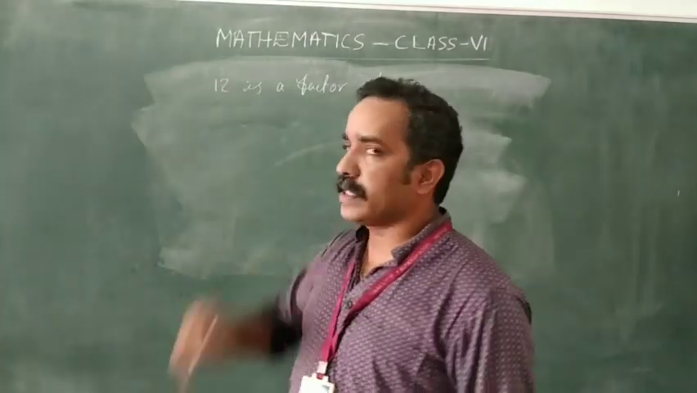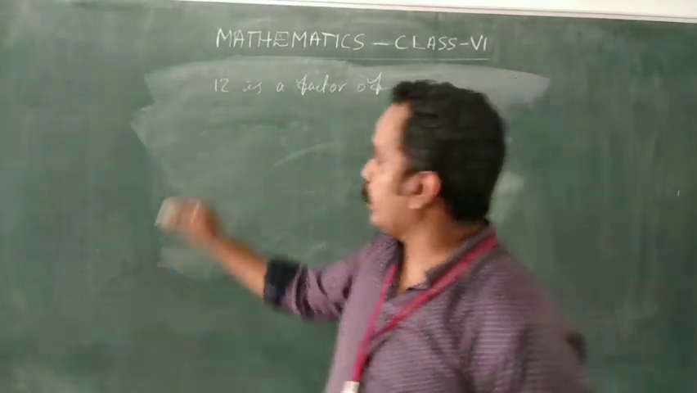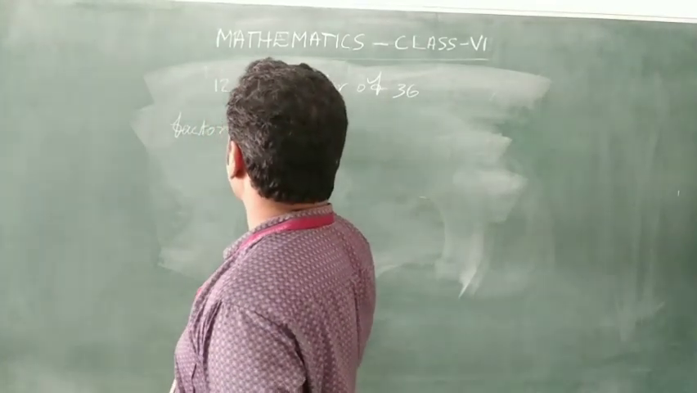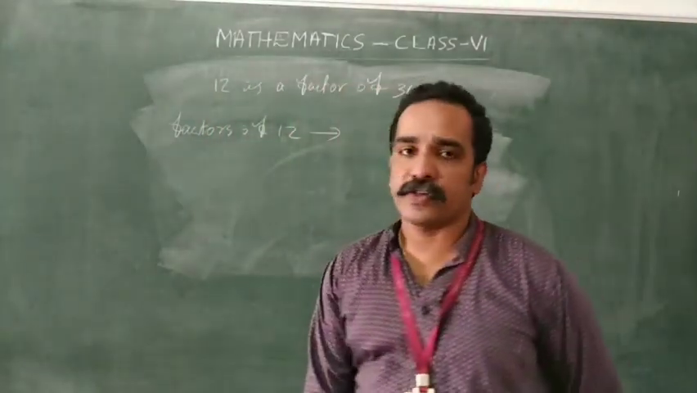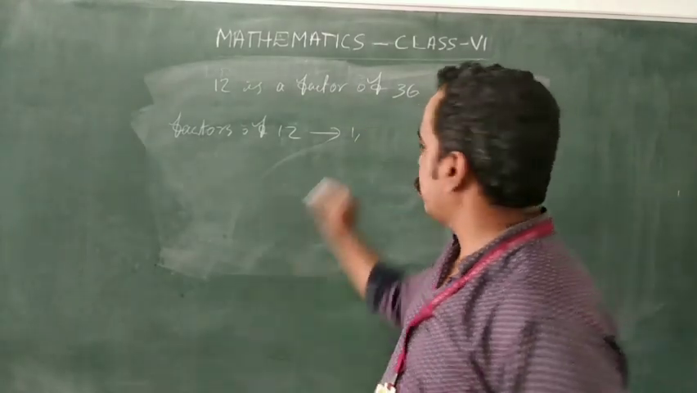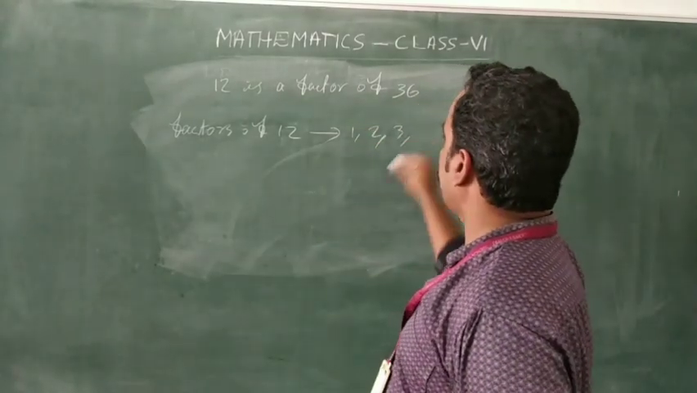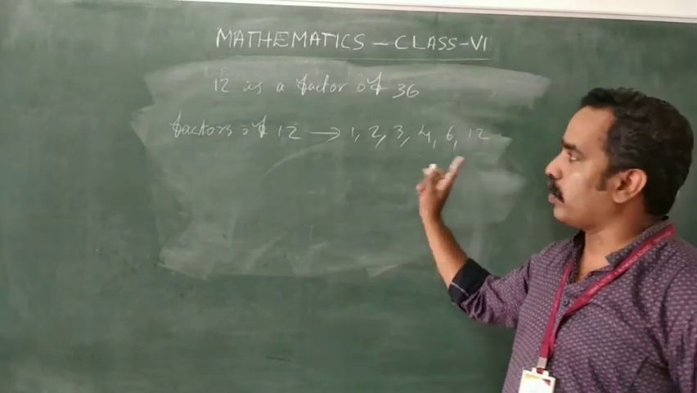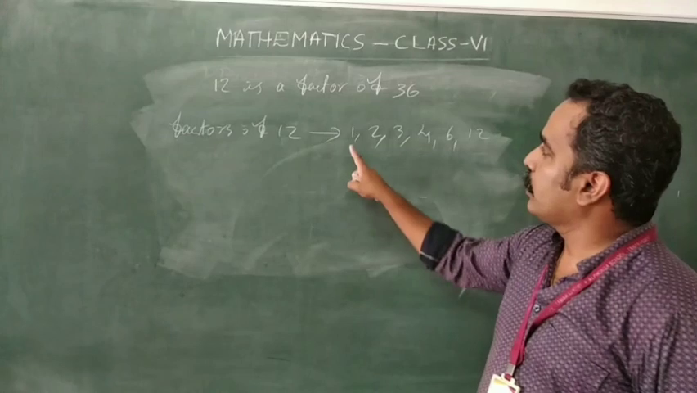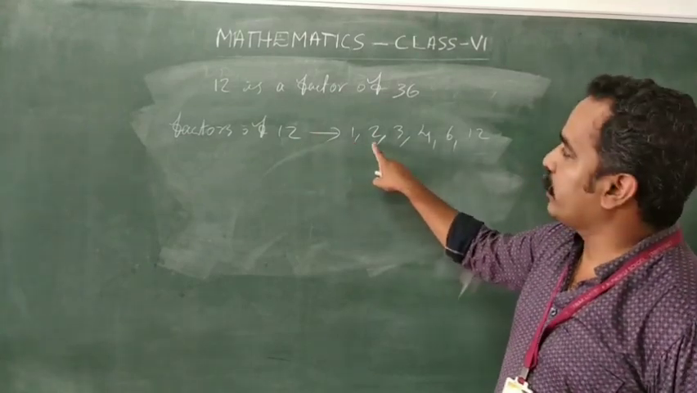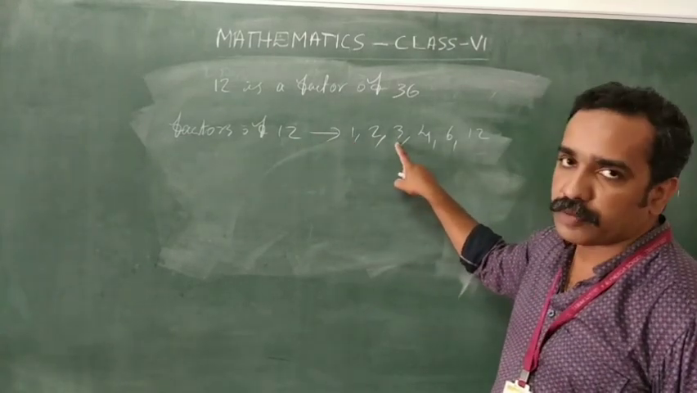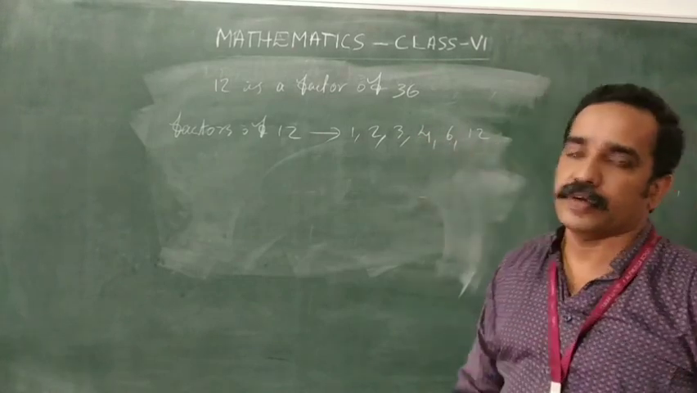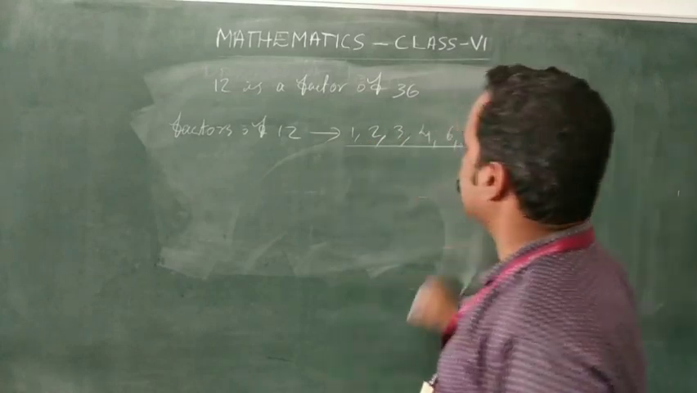Now check the factors of 12. What are the factors of 12? 1 is a factor of 12, 2 and 3, 4, 6 and 12. These are the factors of 12. Why? We can divide 12 by 1, by 2, by 3, 4, 6 and 12. So the factors of 12 are all these.